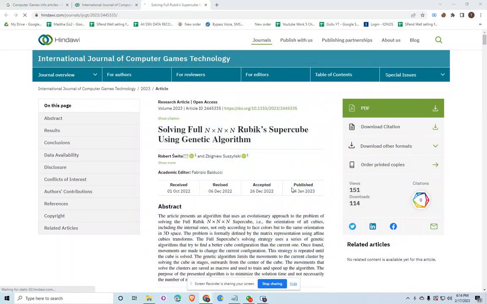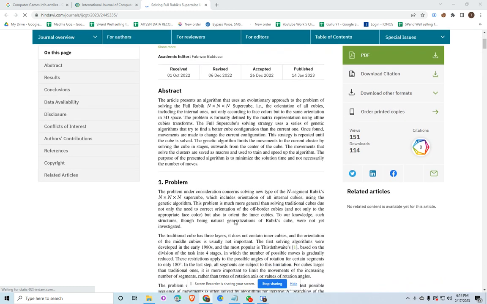Solving full Rubik's supercube using a genetic algorithm: abstract. The article presents an algorithm that uses an evolutionary approach to the problem of solving the full Rubik's supercube. The orientation of the cubes, including the internal ones, is considered not only according to face color but also in 3D space.